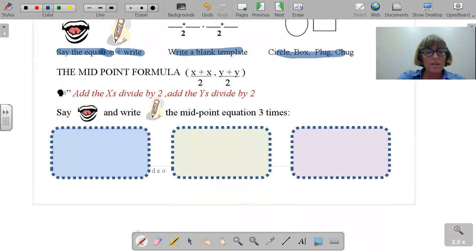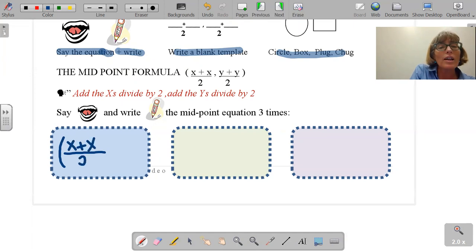So we're going to say this. Let me just say it. You're going to read: add the x's, divide by 2, add the y's, divide by 2. Midpoint formula is add the x's, divide by 2, add the y's, divide by 2. Let's say it and write it at the same time. The midpoint formula is add the x's, divide by 2, comma, add the y's, divide by 2.